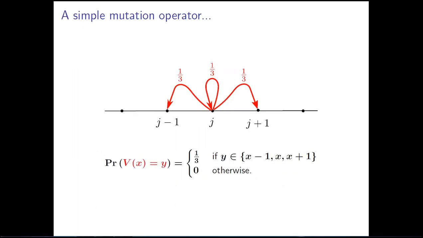To keep things simple, let's consider this very simple mutation operator. Suppose we have an individual which is at point J. Then with probability 1/3, it stays at J. With probability 1/3, it increases to J plus 1. And with probability 1/3, it goes down to J minus 1. So it's a very simple mutation operator.